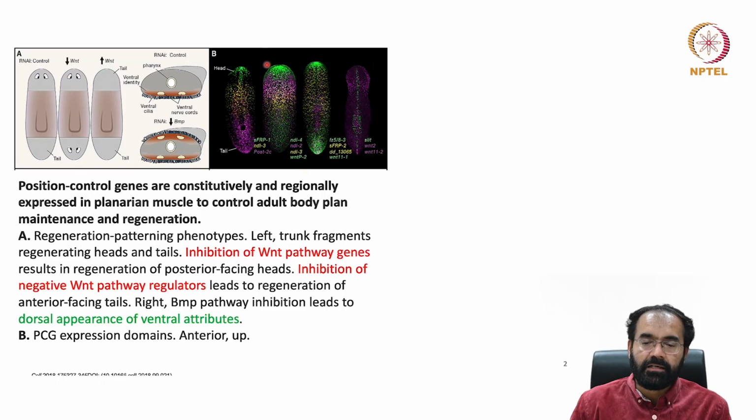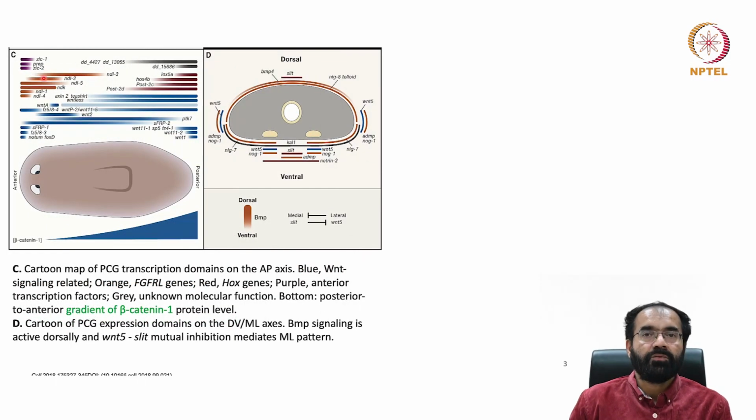And here in this B, it is the staining. The panel B shows the PCG expression domains, anterior up, posterior down, and different genes are there. SFRP is a negative regulator of Wnt signaling, and it's not important to get into the qualitative nature of these genes, but all you see from this picture is different genes are differentially distributed and they are all position control genes. Now this cartoon shows how different gradients of various molecules are distributed. The brightest spot shows strongest and the faintest shows least.